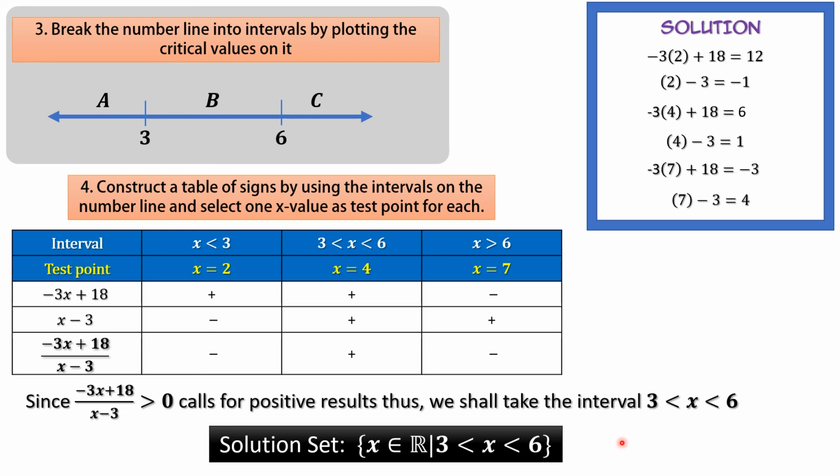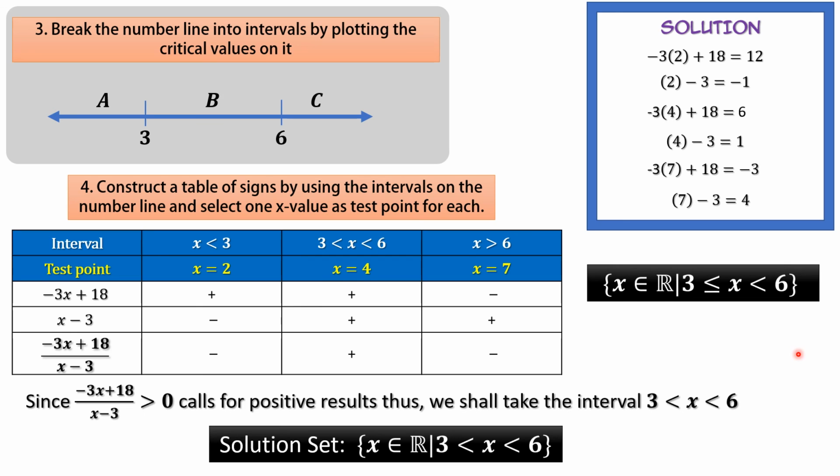Another thing. What if the critical values we have a while ago are part of the solution set? What if 3 is a solution in our rational inequality? How are we going to express our solution set? Just add the equal sign. So we have x is an element of all real numbers such that x is greater than or equal to 3 but less than 6. That is when 3 is a solution.